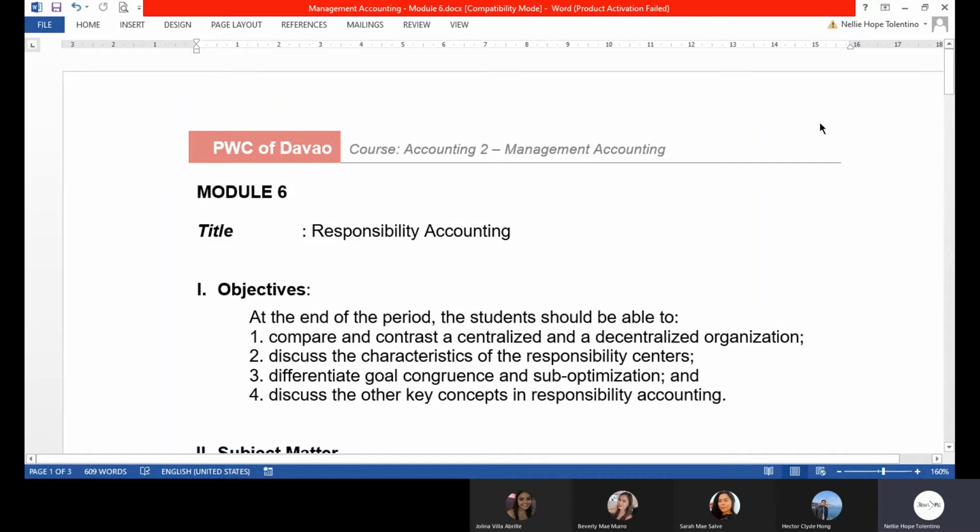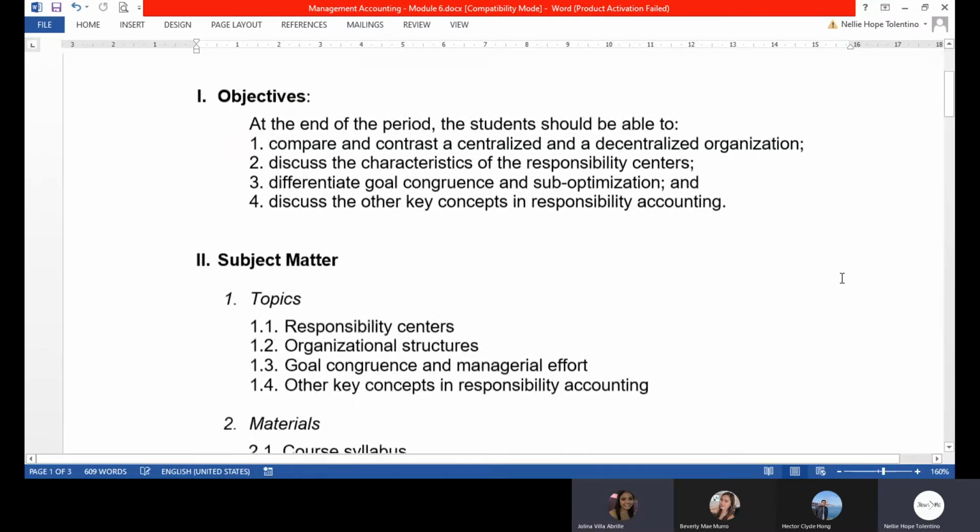Okay lang ba dako kaayo or gamay kaayo ang fonts? Naka 160% na, good ni. Klaro lang siya, mabasa ninyo? Mabasa naman po.